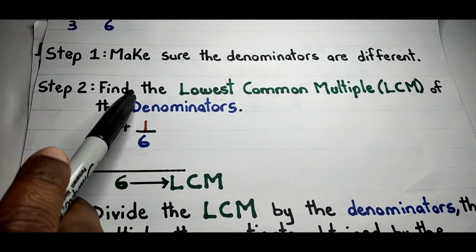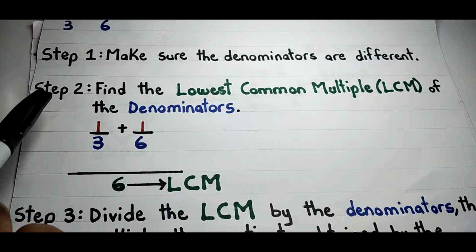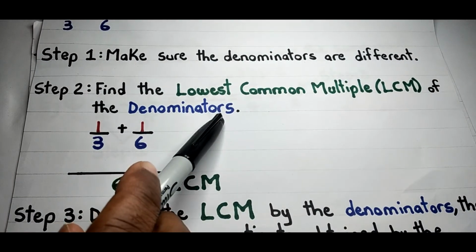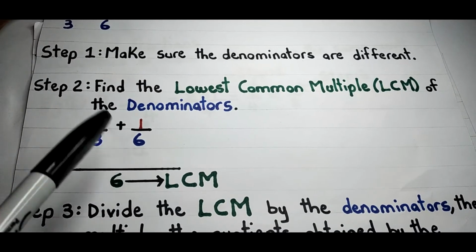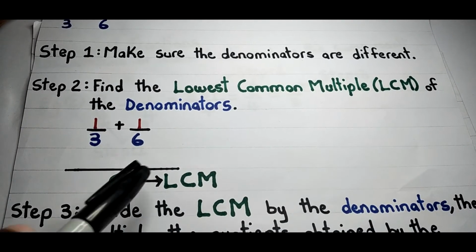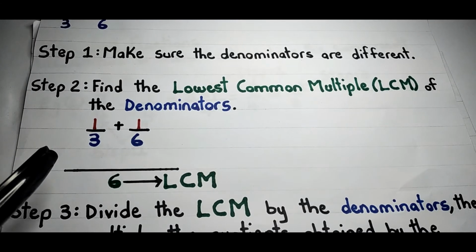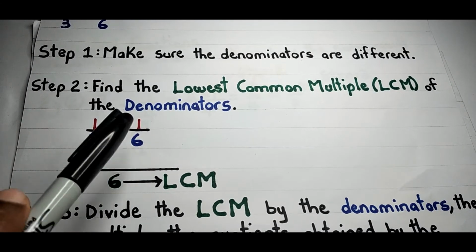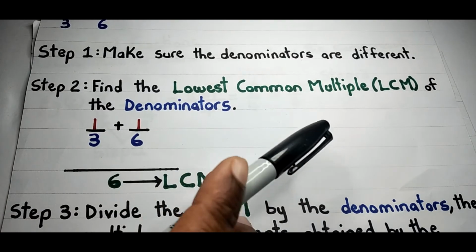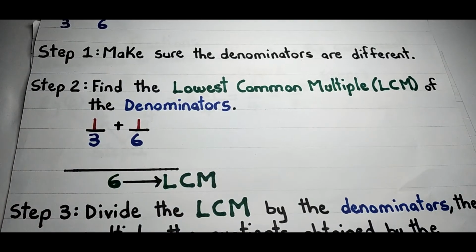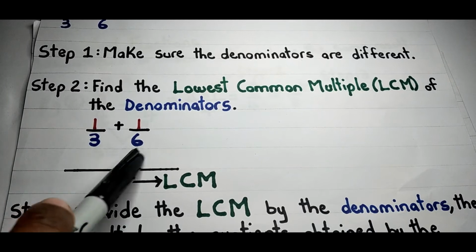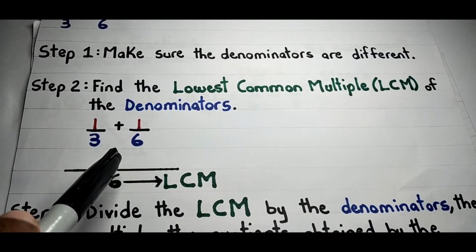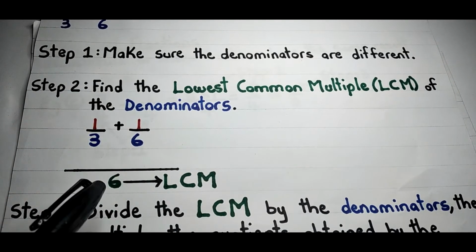Step 2, find the lowest common multiple of the denominators. Of course, any multiple would have worked, but if you use the lowest common multiple, then it makes life much easier. But any multiple can work. Just want to make that clear.